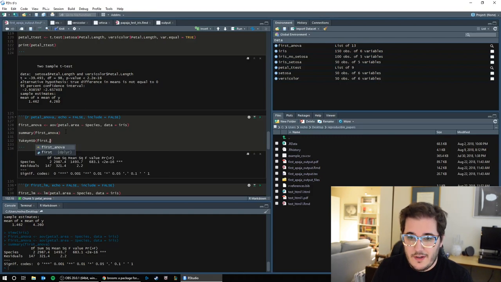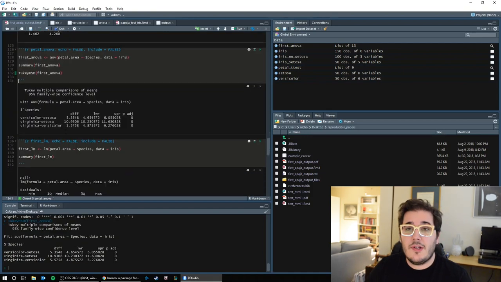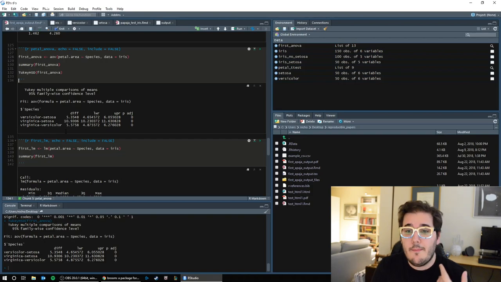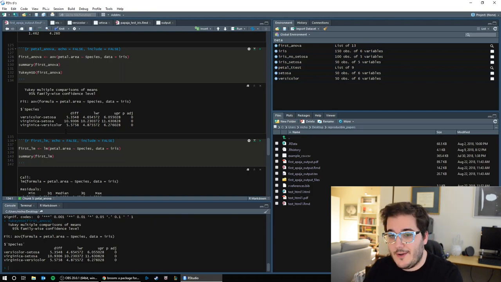On first ANOVA, which is what we named our object. If we run that, this is going to do our post hoc pairwise comparison. So we can say, okay, I know that species is predicting petal area, but I don't know which species have different petal area from which other species, right? In order to do that, anytime you have more than two groups, you need to do some sort of post hoc test. So you could do a Bonferroni adjustment, you can do a Tukey's HSD. Let's do a Tukey's on a significant difference.